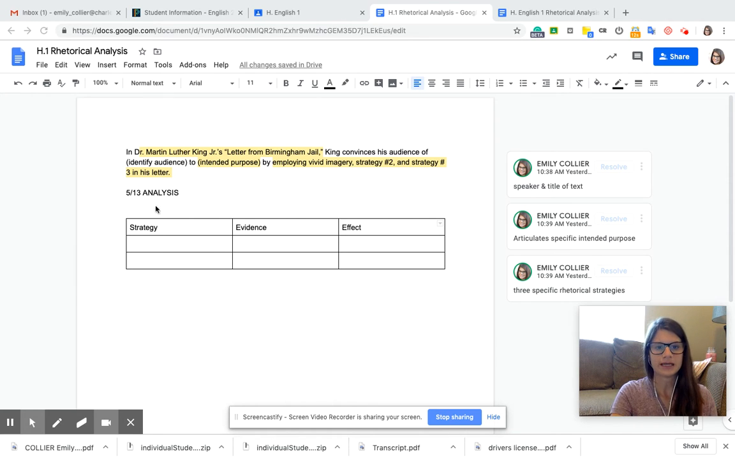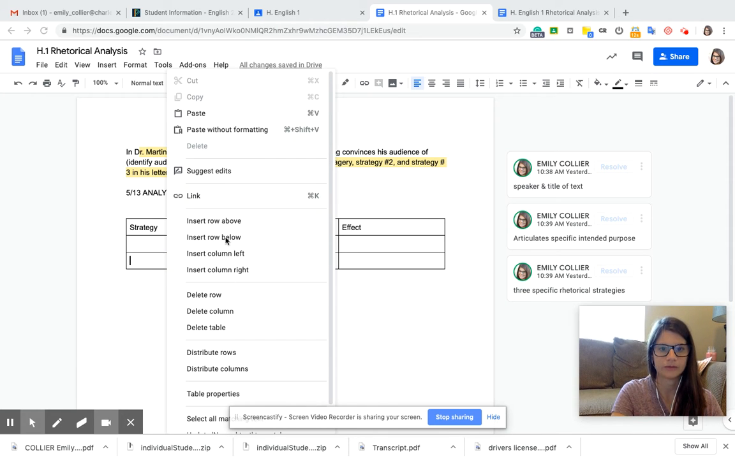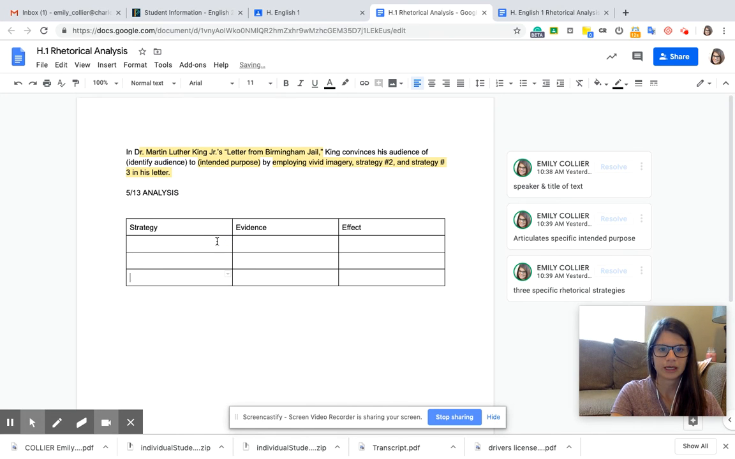So, what I would do is create a chart like this, one for each body paragraph, right? I guess I should add insert row below here. One for each body paragraph. So I've got my strategies that I'm going to put here, and those are straight from my thesis statement. So I'm going to put vivid imagery here. Okay. I know that one of the strategies I'm using is vivid imagery.